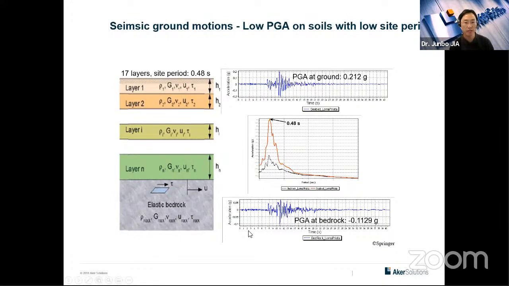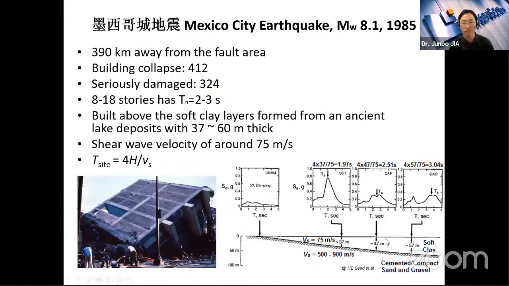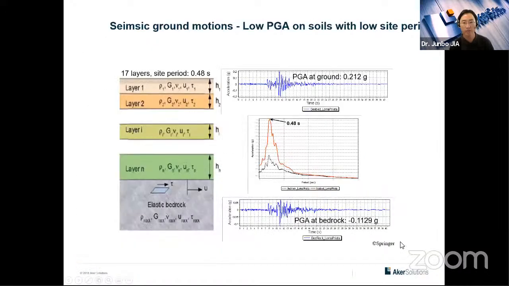So this is one of the earthquakes on the bedrock due to fault rupture, where the maximum acceleration is only 0.1 gravity. Then due to the filter effect of the soil layers, similar to the filter effect of the soft clay, after these 17 soil layers, the peak acceleration on the ground surface is almost doubled. So you will see how significantly the soil itself can work as a dynamic amplifier to increase the ground motions.